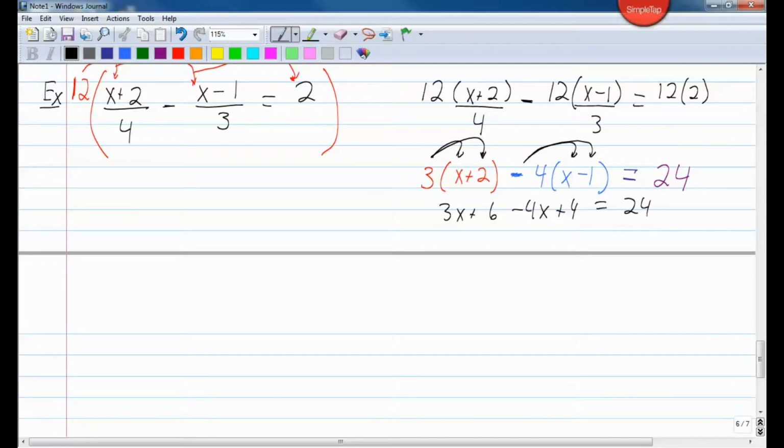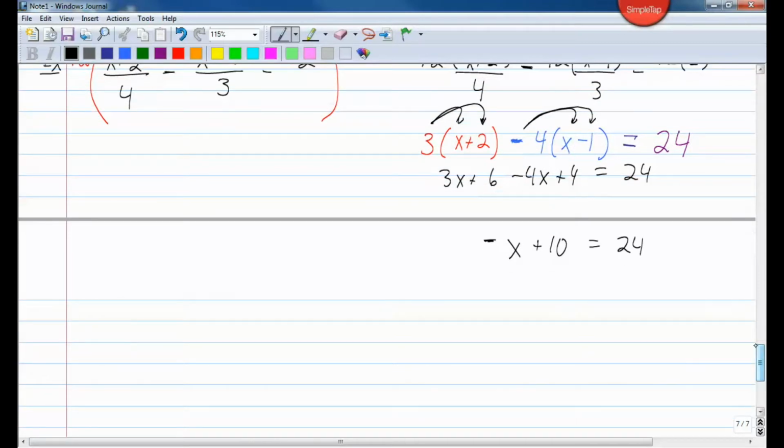Now simplify each side of the equation. I can simplify the left side because I have like terms. I have a minus x, right? 3x minus 4x is minus 1x, and then plus 10 equals 24. It's very important that I leave that minus there, okay? Because if I don't, it's going to cause some problems at the end.